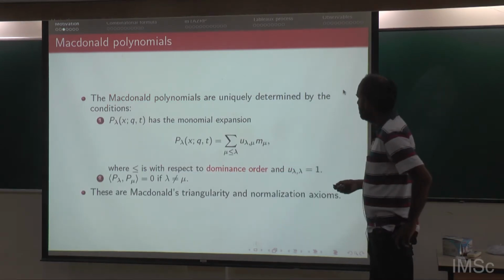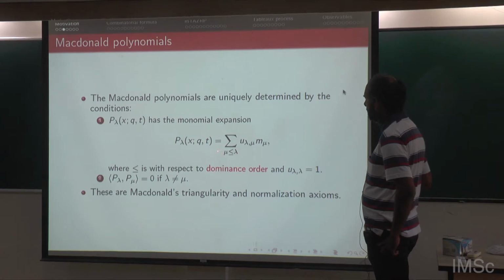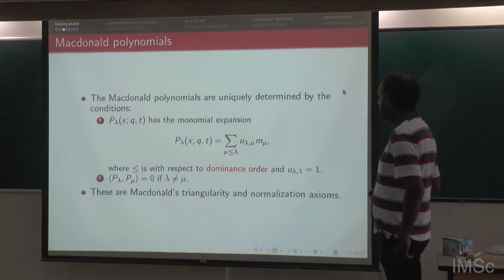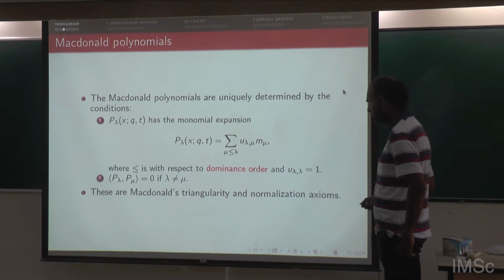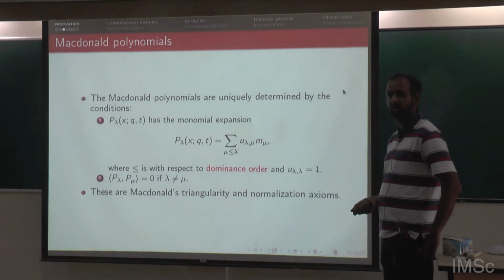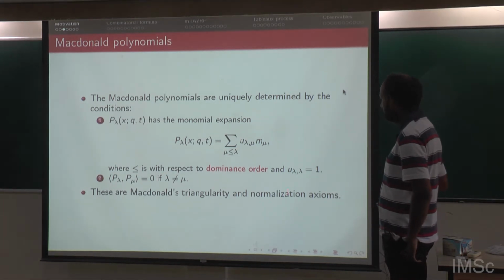But let me just say that the Macdonald polynomials are uniquely determined by two properties. The first says that P lambda has a monomial expansion in terms of the monomial symmetric functions, where the sum only involves partitions which are smaller than or equal to lambda in dominance order, and the diagonal term is 1. And they are orthogonal with respect to the inner product that I defined. It's highly non-trivial that these two properties are sufficient to determine the Macdonald polynomials completely, and these are called triangularity and normalization.